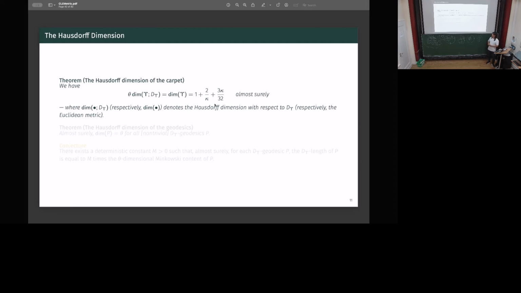And also we have some results about the Hausdorff dimension. So first we know that the Hausdorff dimension of the carpet is given by this formula. And now we can prove that the dimension of the carpet with respect to this carpet metric is given by this dimension divided by theta. And we can also prove that almost surely for every geodesic, the Hausdorff dimension with respect to the Euclidean metric is equal to theta.